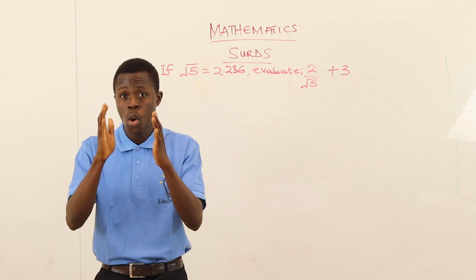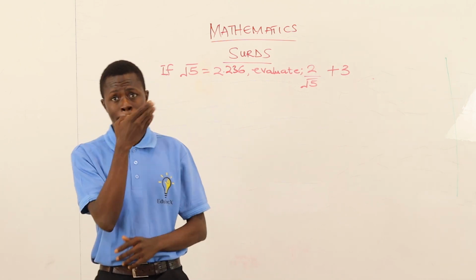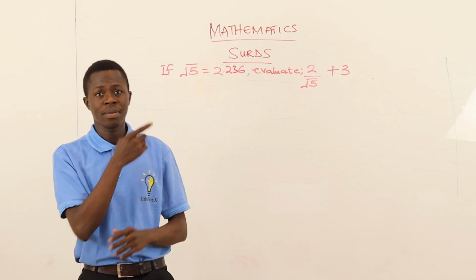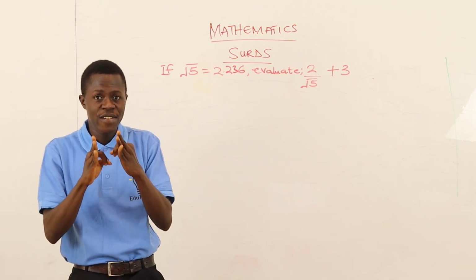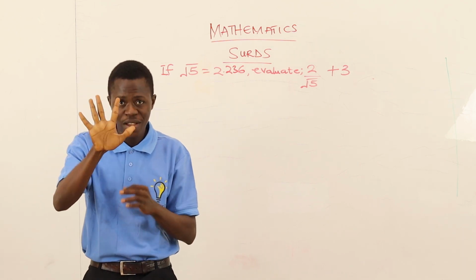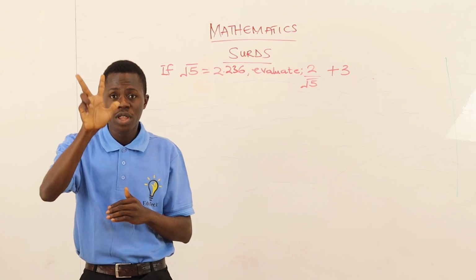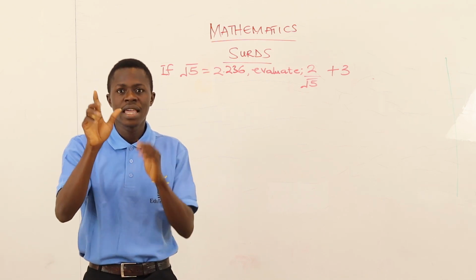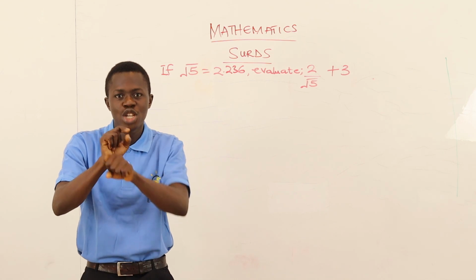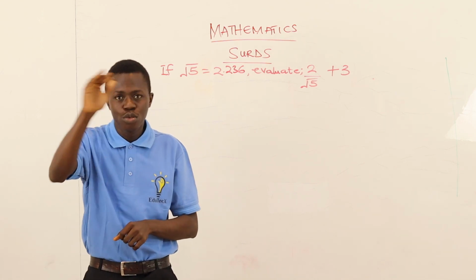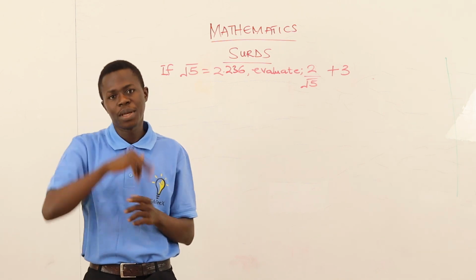So if you are preparing for a WASSCE examination, you can expect them to bring an example of the form on the board. Square root of 5 is equal to 2.236. Then evaluate the expression 2 divided by square root of 5 plus 3.